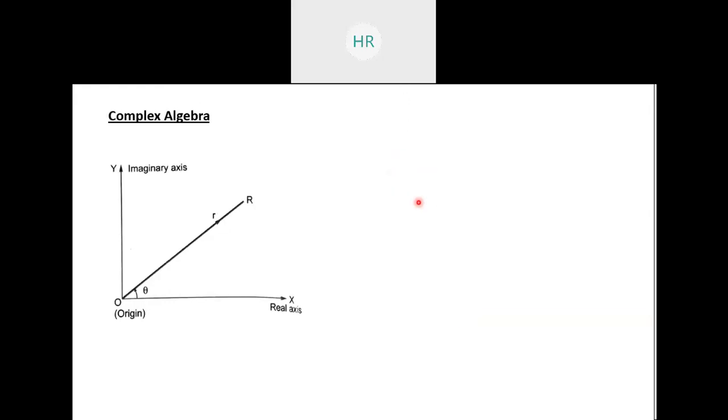Okay, so we are going to discuss the analytical method of velocity analysis in this lecture. Complex algebra we will use in the analytical method. So let's have a look at some basic concepts of complex algebra. In complex algebra, consider this vector, or you can say this is a position vector.